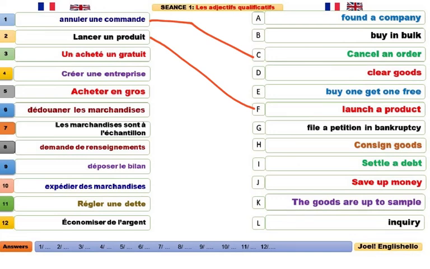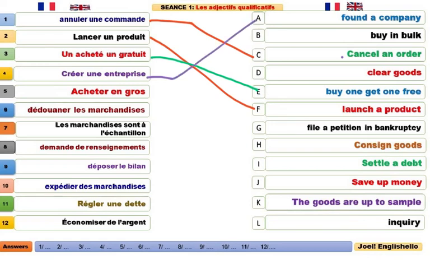Acheter un, un gratuit. Un produit acheté, un produit gratuit. Buy one, get one free. All right, you buy one, you get one free. Créer une entreprise. Found a company.